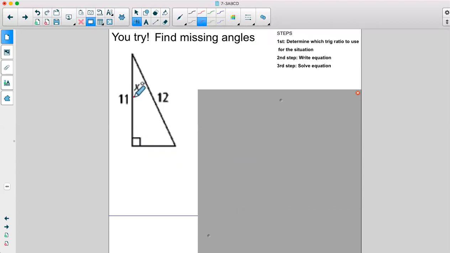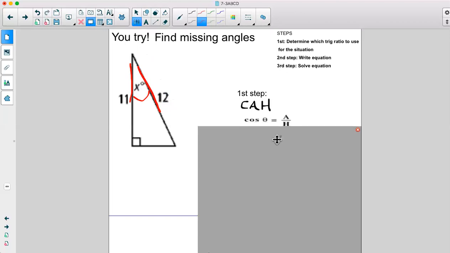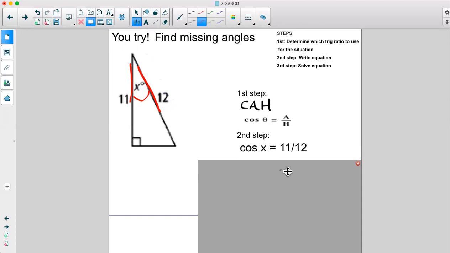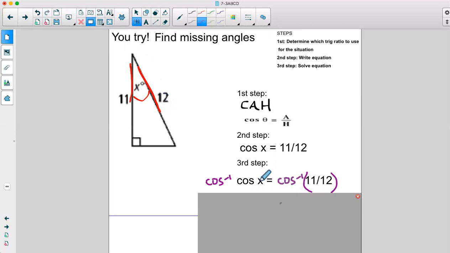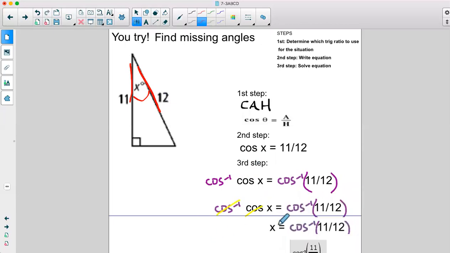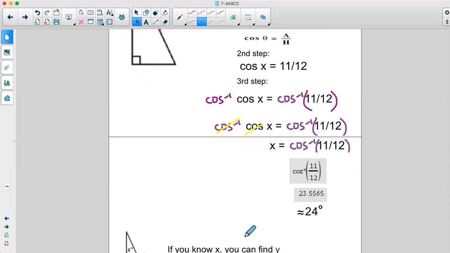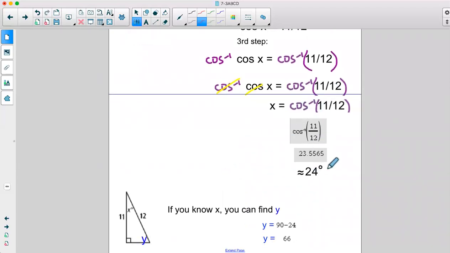Our first step, we have to determine which trig function involves an angle, the adjacent leg, and the hypotenuse, and that is cosine. The cosine of an angle equals adjacent leg over hypotenuse. So the second step, we write our equation. And the third step is we solve our equation. The way to get x alone is to undo anything happening to x. How do we undo cosine? We take the inverse cosine of both sides of the equation. Inverse cosine will undo cosine and x will pop out. We just have to make sure to take the inverse cosine of both sides to get x is 24 degrees. We'll round to the nearest whole degree.